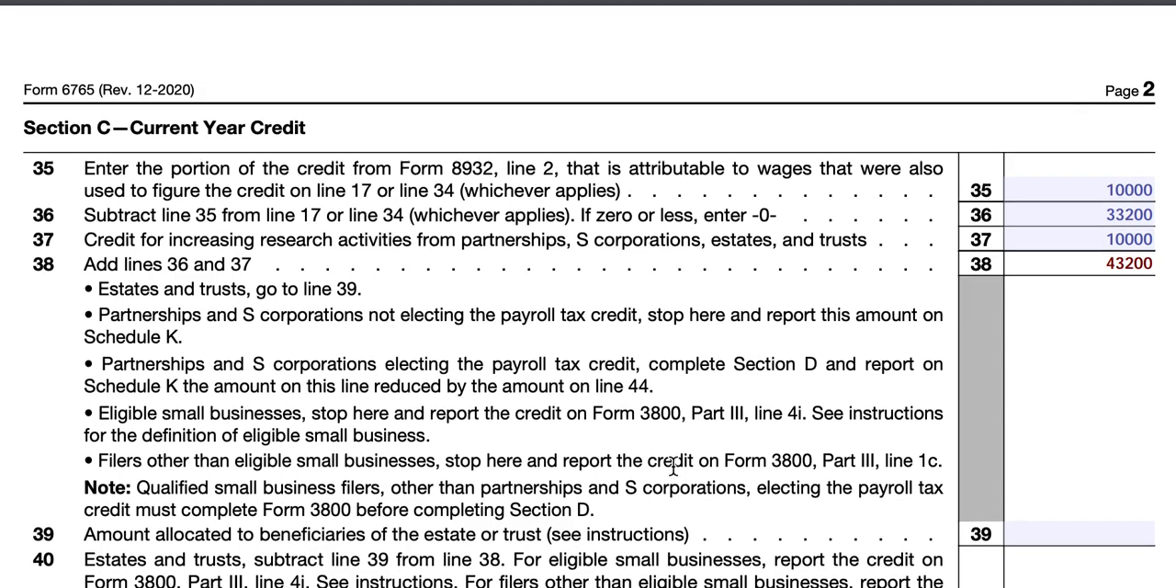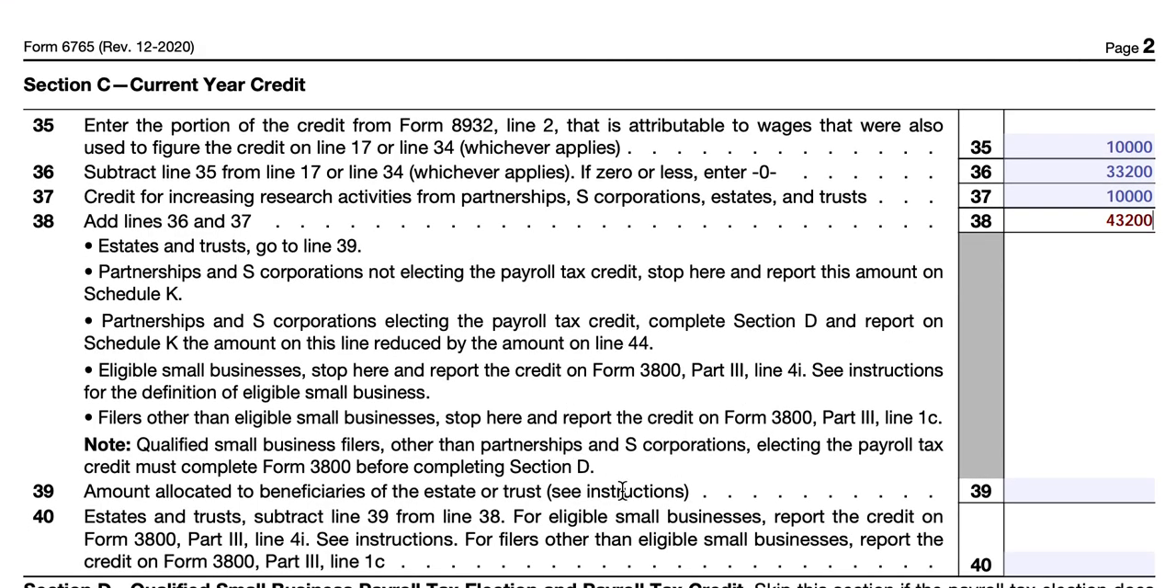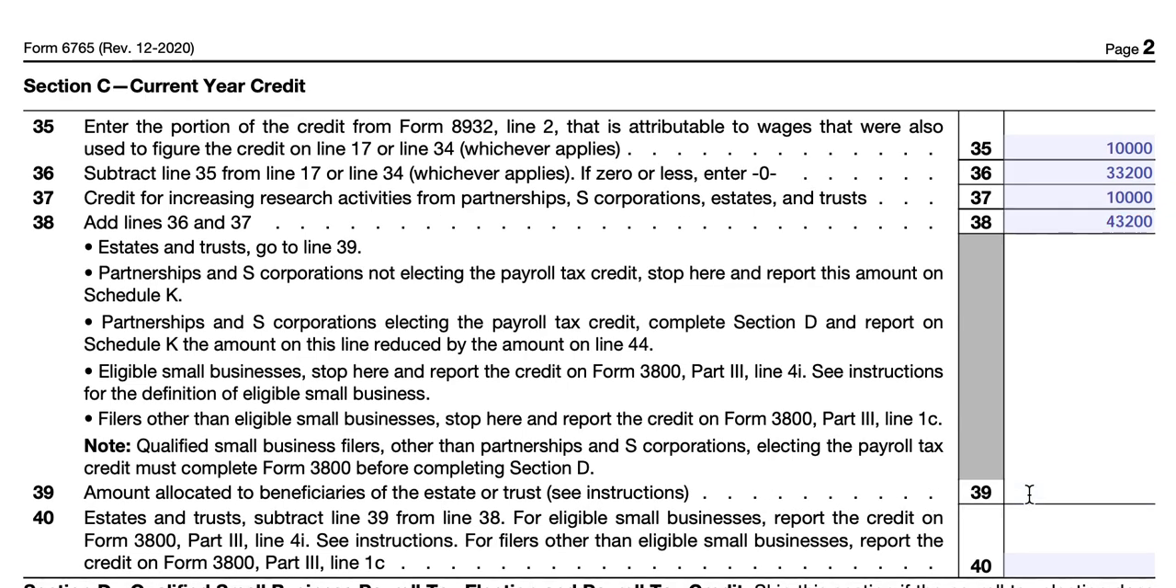Now estates and trusts need to reduce their amount of credit by the amount of credit that they have to pass on to their beneficiaries. And this has to be done in proportion, the same proportion as income was allocated. And this is also subject to any passive activity credit limitations. So if this is applicable, be sure to read the form instructions.